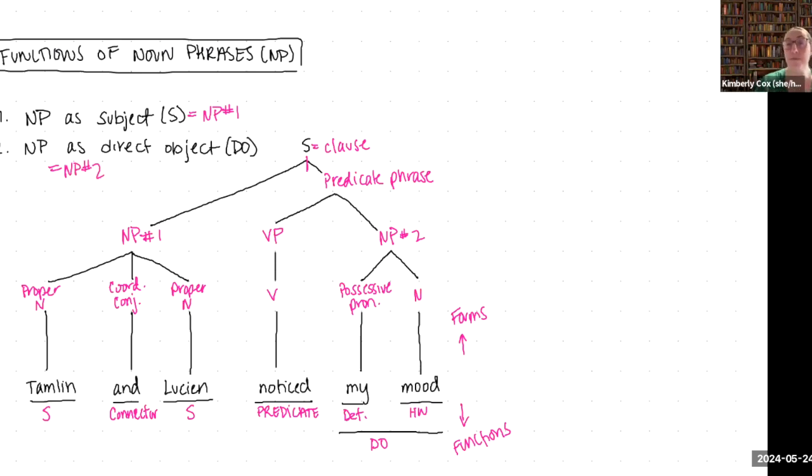Okay, so in both instances, we have a noun phrase. That form doesn't change, but the function does. On one hand, it's functioning as a subject, and on the other hand, it's functioning as a direct object. So that's where we have a variety of different functions that a noun phrase can fill. So let's go ahead and continue.